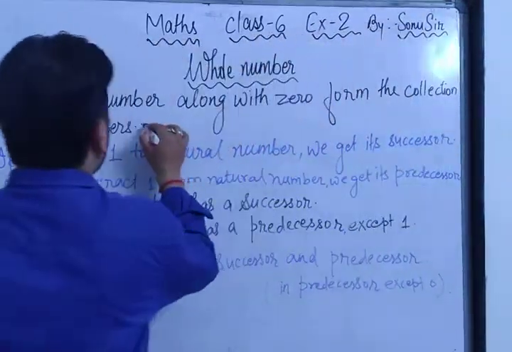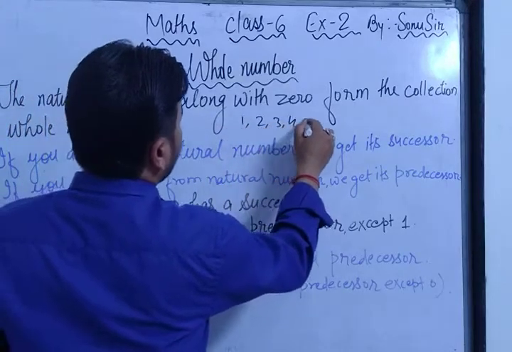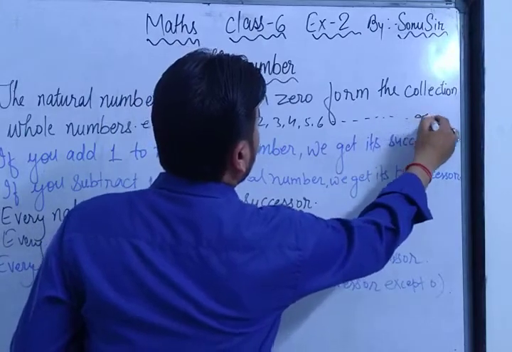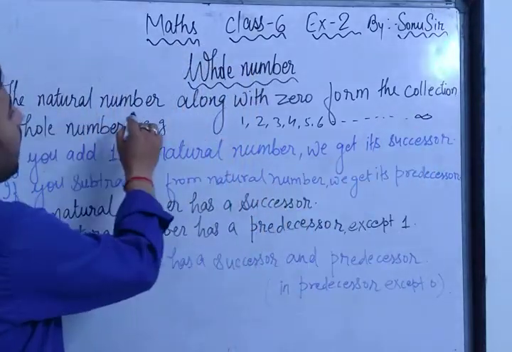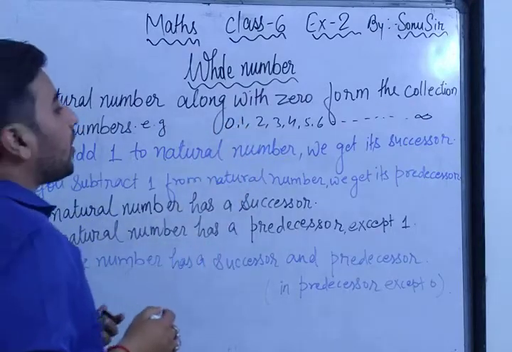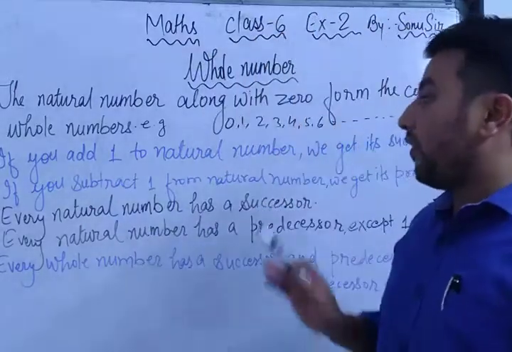1, 2, 3, 4, 5, 6, 7, 8, 9, 10, right? 1, 2, 3, 4, 5, 6 till infinity, right? This is natural numbers. But the natural numbers along with 0 means first is 0. So 0, 1, 2, 3, 4, 5, 6 till infinity is whole numbers, right?